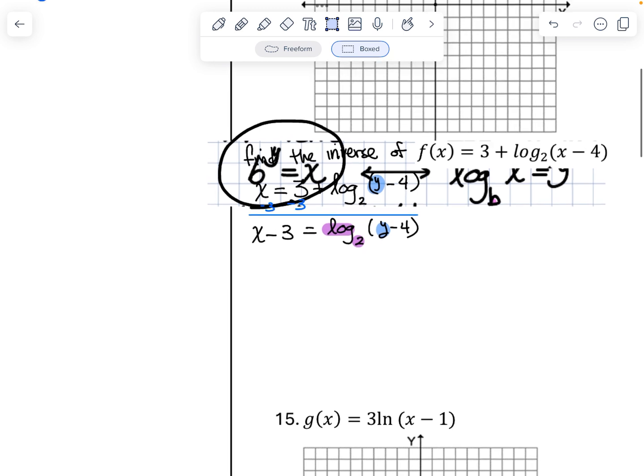And so if we use that rule, the 2 is the base, the x minus 3 is the exponent, and it equals y minus 4.